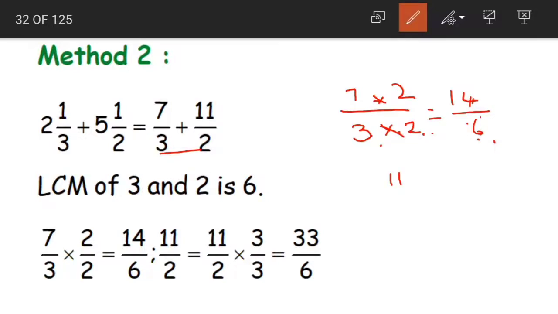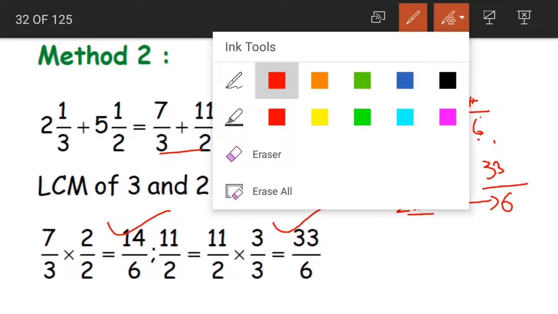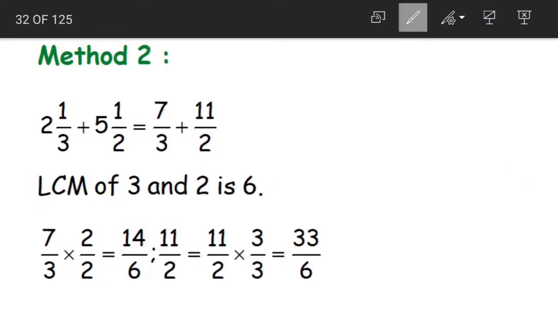Now the next one is 11 by 2. The denominator should be 6. Yes, children. Now again, how will we get 6? 2 into 3 is equal to 6. Again 11, multiply the numerator with 3 as well. 11 3s are 33. 2 3s are 6. Now our resultant like fractions are 14 by 6 and 33 by 6.